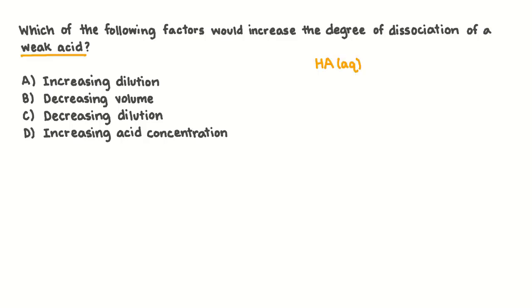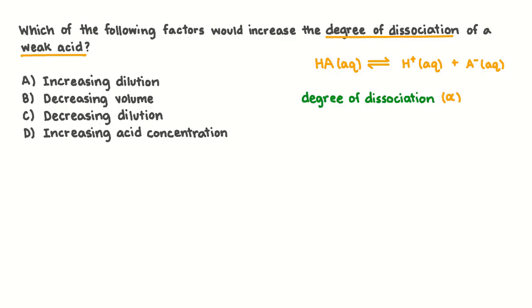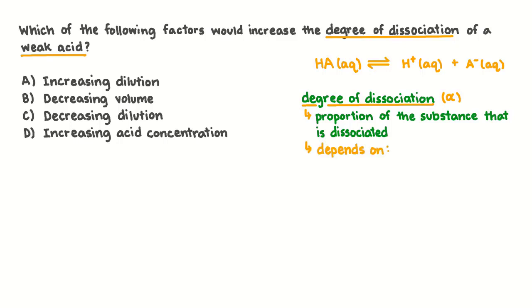When a weak acid is mixed with water, only a portion of the molecules dissociate into ions. We can represent the extent to which the molecules dissociate with the degree of dissociation. Degree of dissociation, typically given the symbol alpha, is the proportion of the substance that is dissociated. The degree of dissociation is dependent on a number of factors, including the strength of the acid, temperature, and concentration.